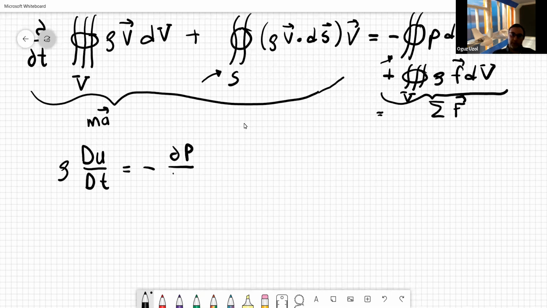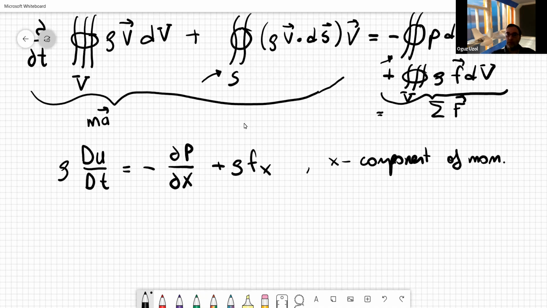the pressure gradient along x, so du dt on the left-hand side, the pressure gradient along x plus, if there is any x component of the body force. So that will constitute our x component of the momentum conservation equation.